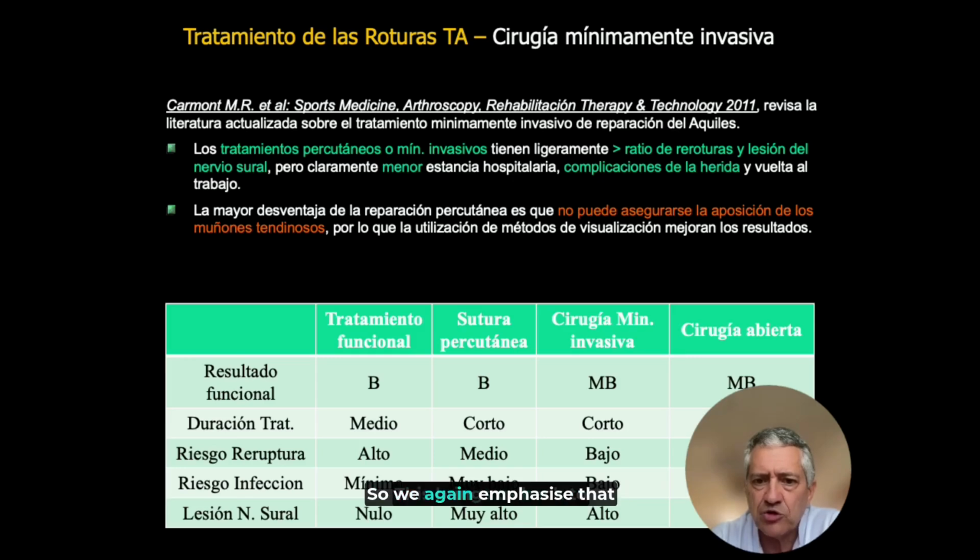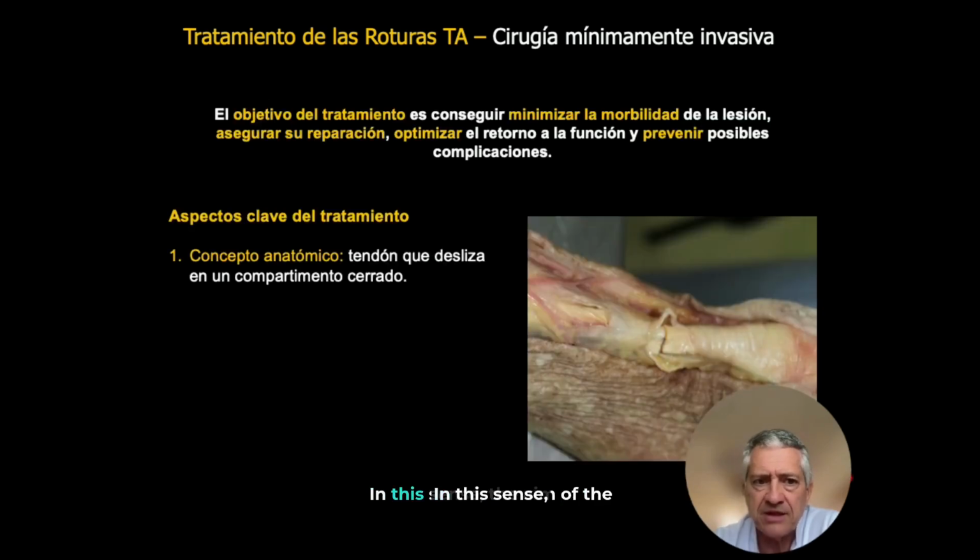So we again emphasize that possibly a repair from a minimally invasive point of view, but with maximum visualization of the position of the stumps, may probably be the future treatment of Achilles tendon injuries. In this sense, the aim of the treatment would be to minimize morbidity, but by approximating the stumps, as we see in this slide.